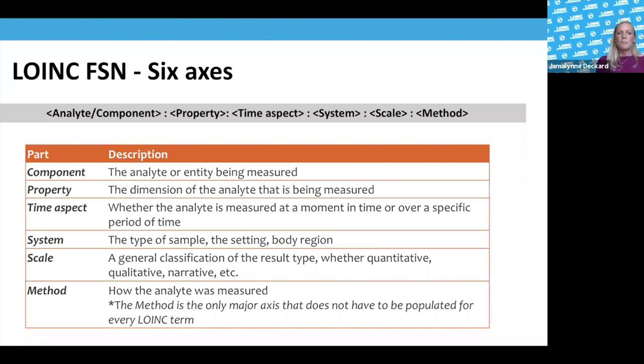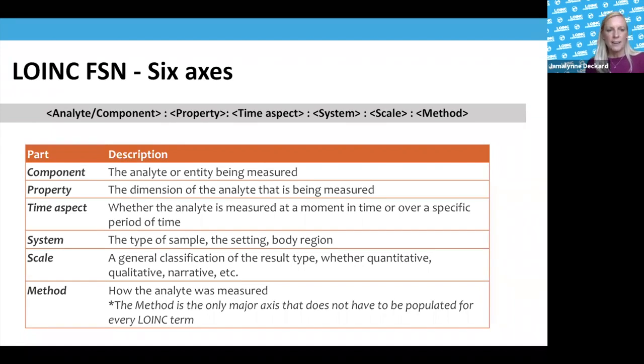Okay, for the fully specified name, it's 6 axes, as I mentioned. And the first part is the component or analyte. We use those interchangeably because in lab, you're often talking about an analyte. But in the clinical space, analyte doesn't make as much sense when you're talking about body weight or something like that. So component is what we most commonly refer to that axis as. And that is the entity or thing that's being measured.